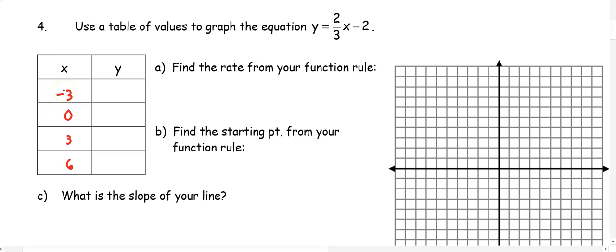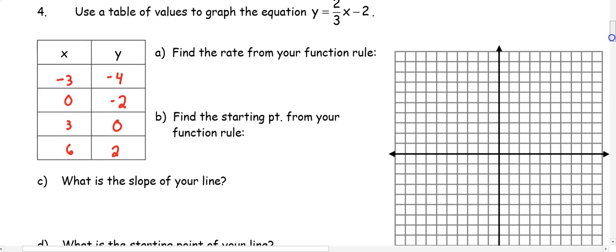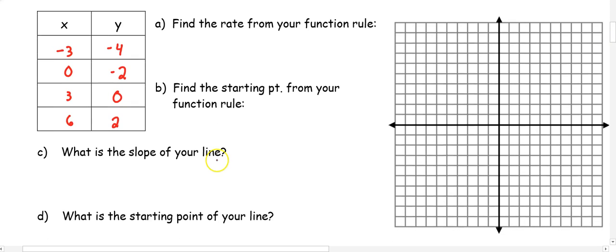So 2/3 times -3 is -2, minus 2 gets us a y-coordinate of -4. 2/3 times 0 is 0, minus 2 is -2. 2/3 times 3 is 2, minus 2 is 0, and 2/3 times 6 is 4, minus 2 is 2. So now I have my points in my table and I can graph them, and then I can answer these questions.